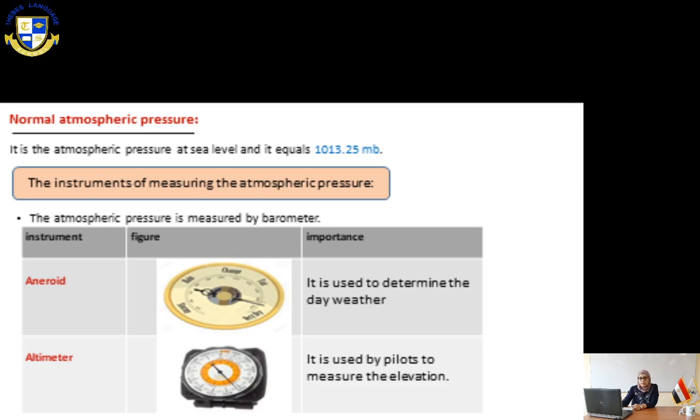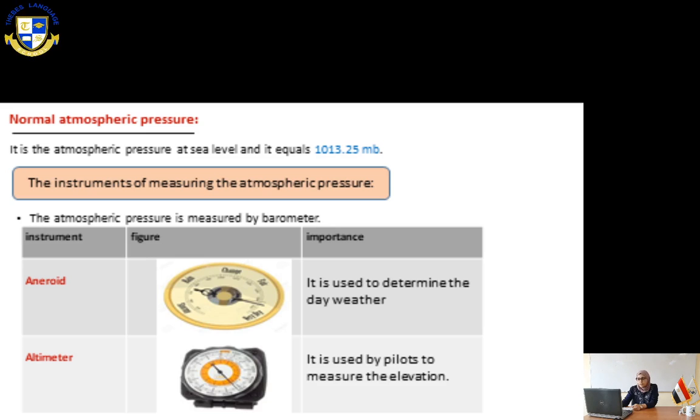Slide number 3. What is the normal atmospheric pressure? The normal atmospheric pressure at the sea level is equal to 1013.25 millibar. Here we are going to take some devices or instruments used to measure the pressure. The first one is called aneroid and the second is called altimeter. What is the aneroid? As shown here in the figure, we can see the shape of the aneroid. The aneroid is used to determine the day weather, but the altimeter is used by the pilot to measure the elevation.